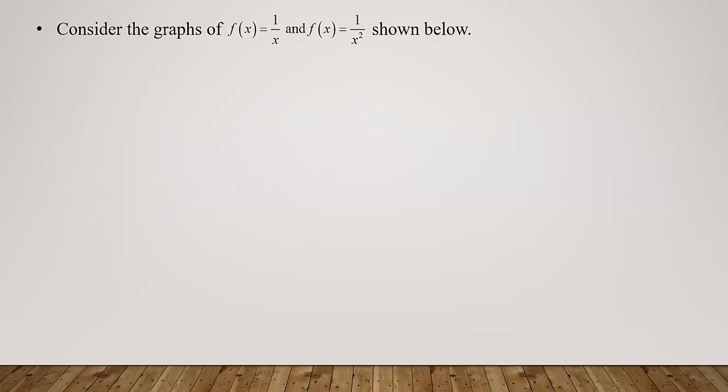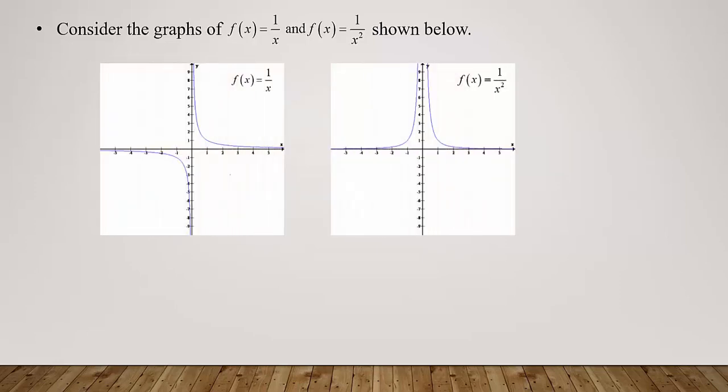So to start us off in looking at infinite limits, let's look at the graphs of the functions f of x equals 1 over x and f of x equals 1 over x squared. Well, there are the graphs. On the left is f of x equals 1 over x, and on the right is f of x equals 1 over x squared.